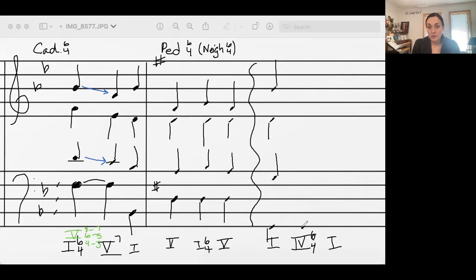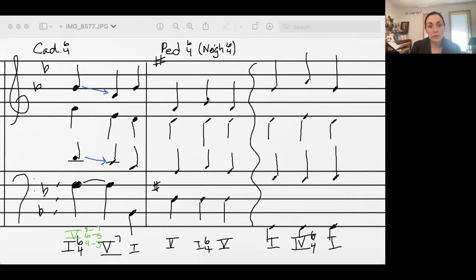Okay. That means the G is on the bottom. We're going to double the G. We need a C. And we need an E. So again, here's this neighbor motion, and we'll come right back down to 1. Keep the G doubled because that's the fifth. Well, the fifth of the 1 6/4, but the root, obviously, of the original chord, or sorry, 4 6/4.